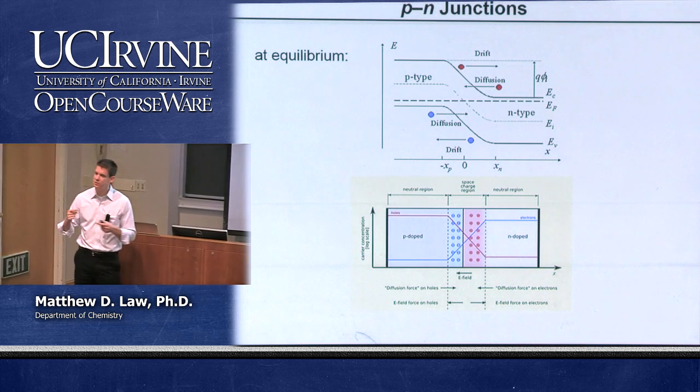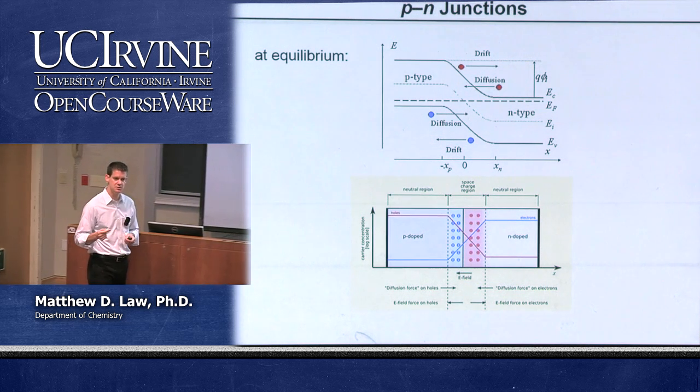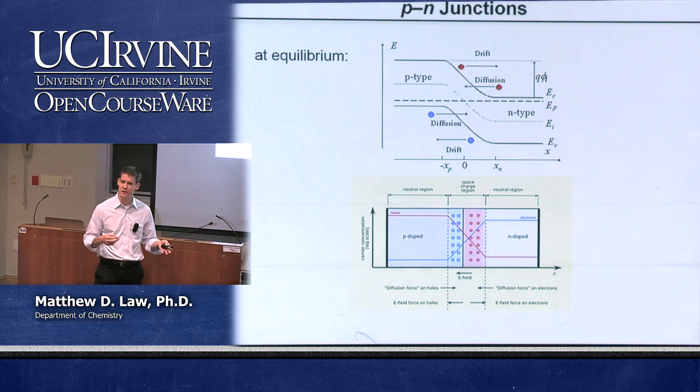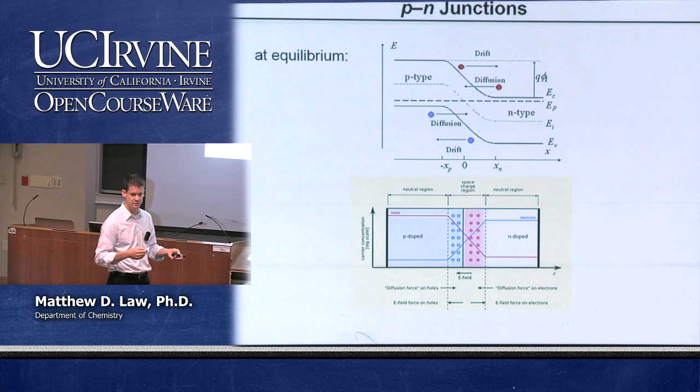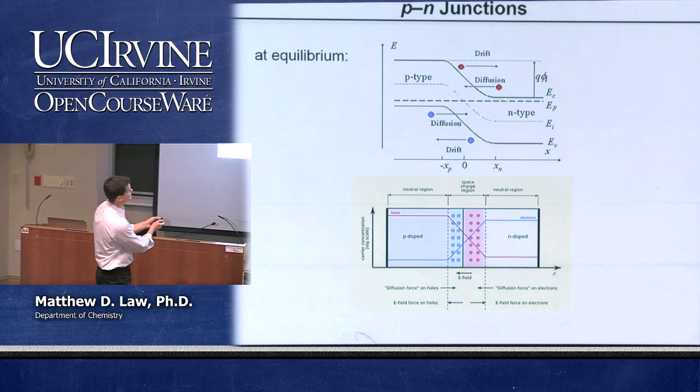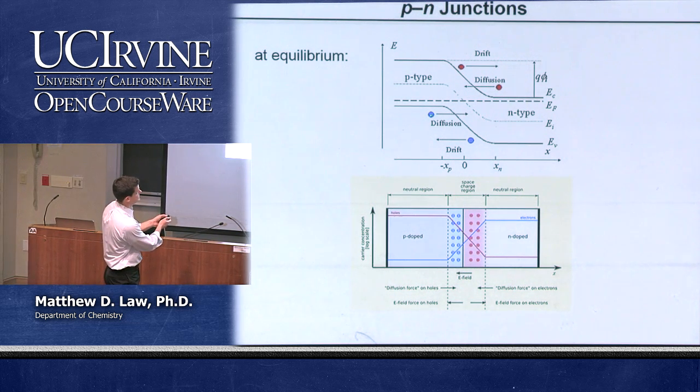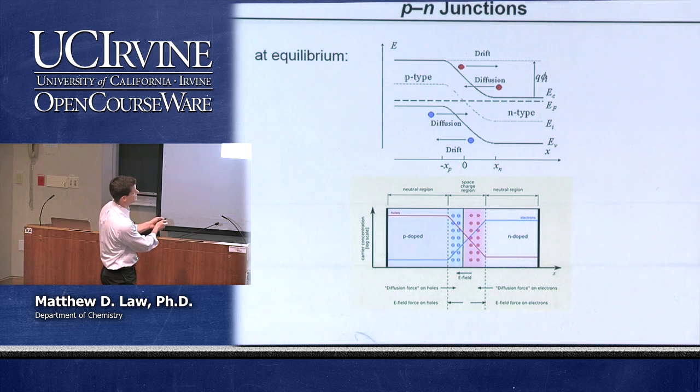We have that diffusion current that I was talking about that continues to exist because we have a concentration gradient from one side of the junction to the other. That's the diffusion current that drives electrons from the n-type to the p-type, and diffusion that drives the holes from the p-type to the n-type.